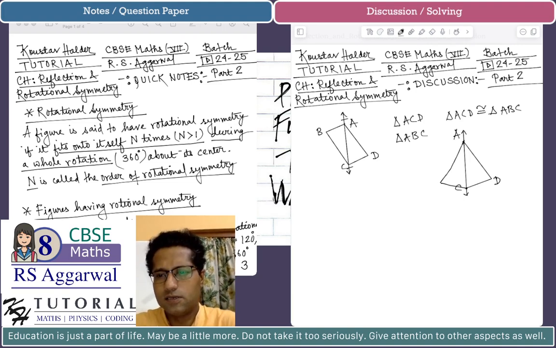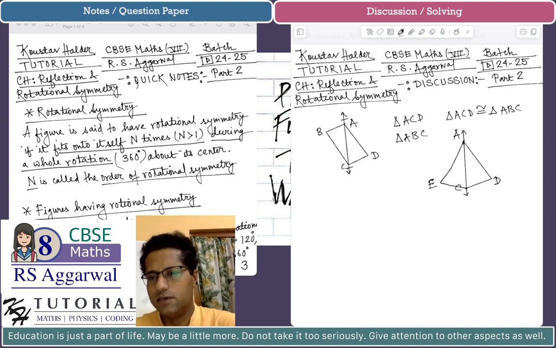Let's say this is AEC. So we can see from the original diagram that the rectangle was ABCD, and we were considering the diagonal AC, the vertical diagonal AC, and we are trying to see whether the diagonal AC can be a line of symmetry.